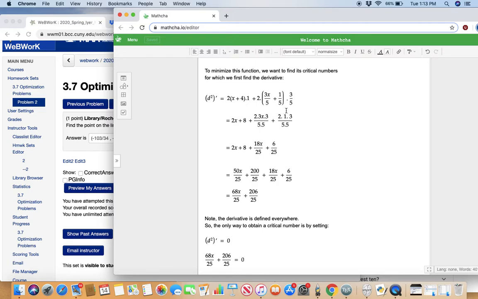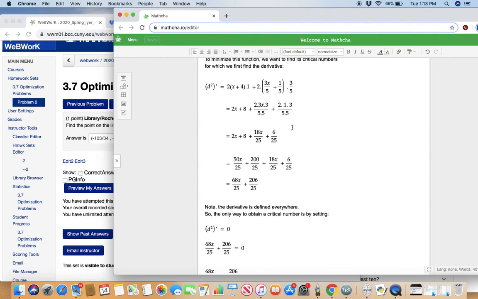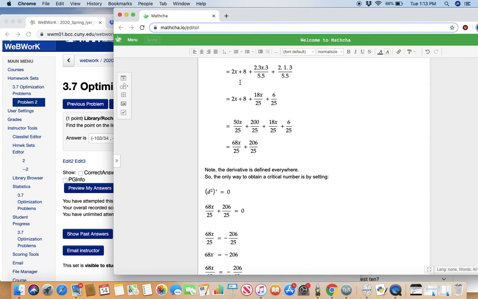Denominator, that's a 5 and that's a 5. Plus this 2 goes on the top and this 3 goes on the top. And denominator is 5 and a 5. Okay. Continuing some more, you have 2x plus 8 multiply 3 times 3, 9 times 2, 18x. Denominator is 25. 2 times 1 times 3, 6.